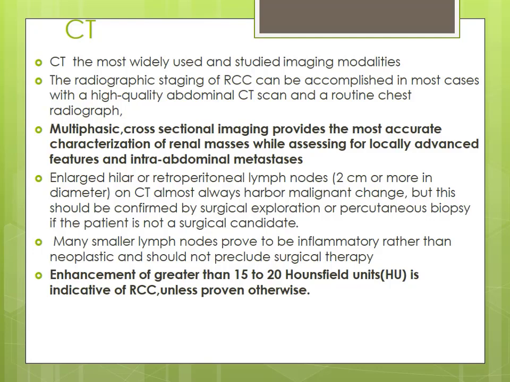On CT, whenever we find enlarged hilar or retroperitoneal lymph nodes 2 cm or more in diameter, they are more likely to be malignant lymph nodes. But this should definitely be confirmed after surgical exploration, because many smaller lymph nodes prove to be inflammatory rather than neoplastic and should not preclude surgical therapy. An enhancement of 15 or 20 Hounsfield units is indicative of RCC unless proven otherwise. So whenever a mass shows enhancement of 15 to 20 Hounsfield units on contrast CT, it is RCC until proven otherwise.